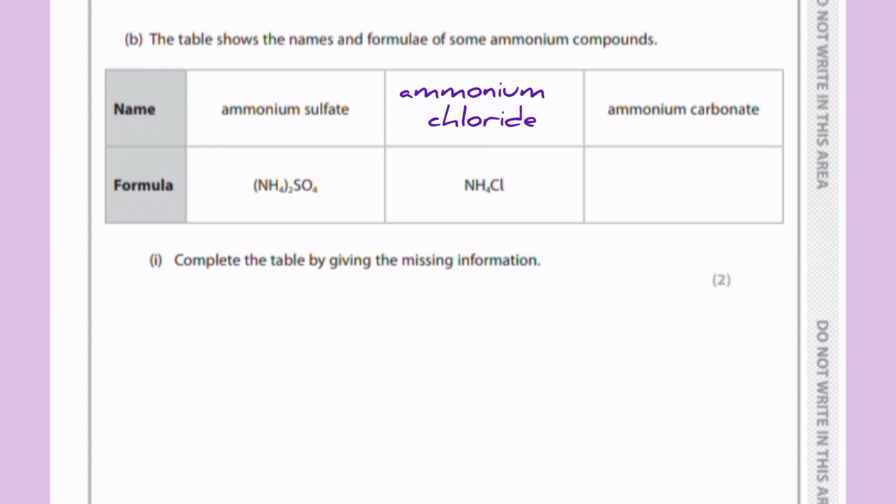Next, they are asking us to find the formula of the compound with the name ammonium carbonate. The simplest way to do this is to just swap over the numbers in their charges. You should remember that the ammonium ion has an NH4+ charge and a carbonate ion has a CO3 2- charge. Now we will cross over the numbers in their charges. The 1 from the NH4+ ion will be given to CO3, and the 2 from the CO3 2- ion will be given to NH4.